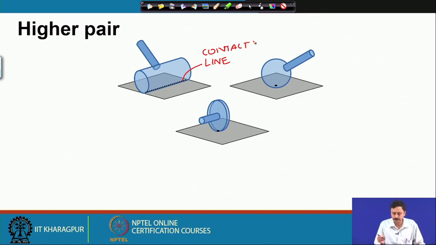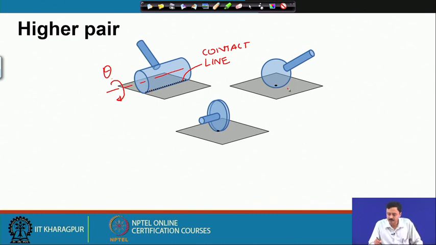So, this is a contact line, and if you say that there is friction, there cannot be any slip, then this cylinder can have only the rolling motion. In that case, the cylinder has only one pair variable, which is the angle, the rolling angle. If you have friction, then you have only theta.